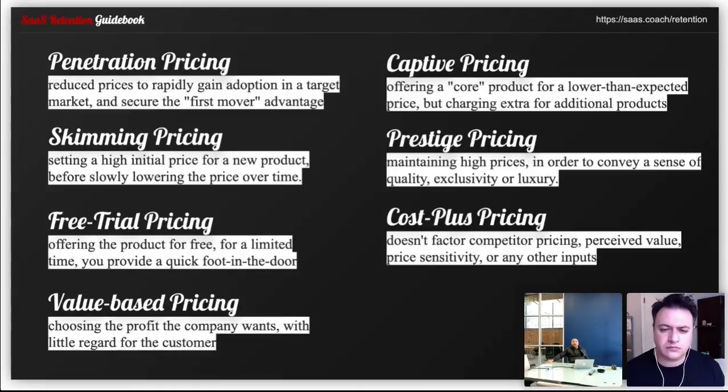Cost plus pricing is really a very simple factor. There are some companies that'll sit and say, okay, it costs us $10 a month for every user from the infrastructure, $10 a month for this, $30 for that, and we're going to add 20% on top of our costs, and that's our pricing. We don't care what the competitors are doing. We don't care what the perceived value is or what the price sensitivity of our audience is. Here's our cost, here's adding 20% on. It's a simple formula, and that's our price.